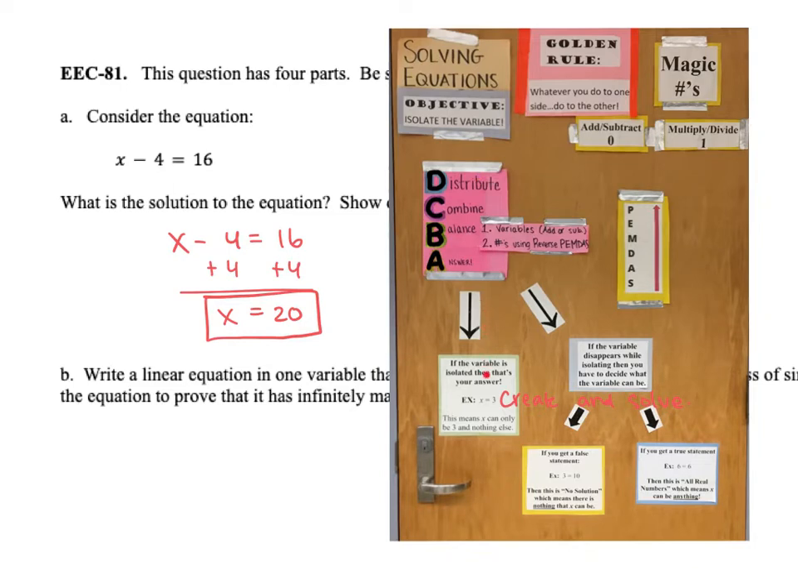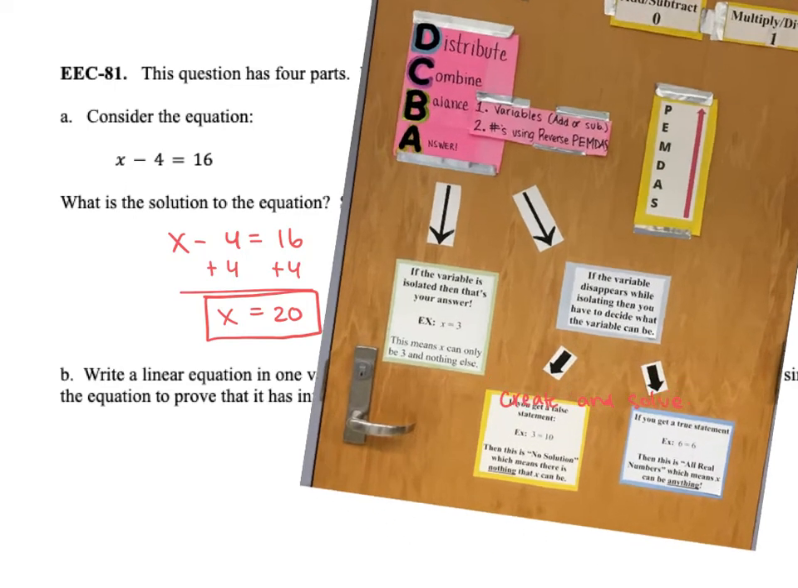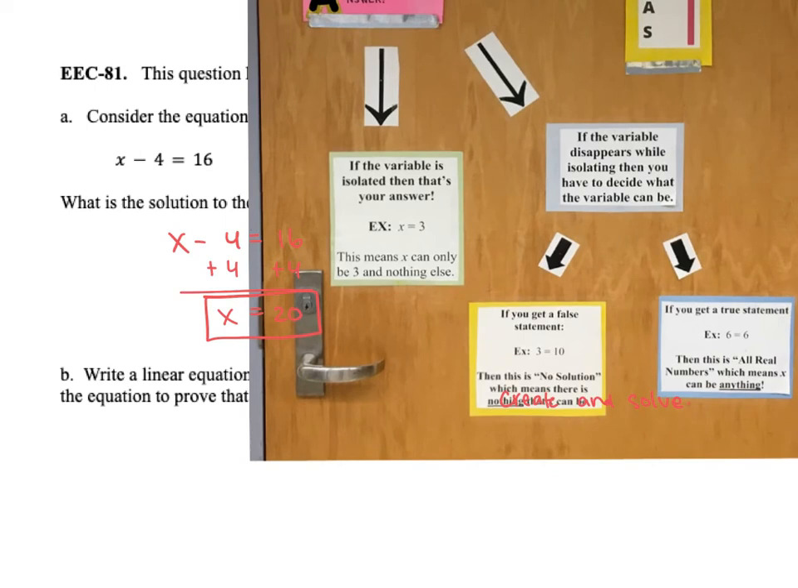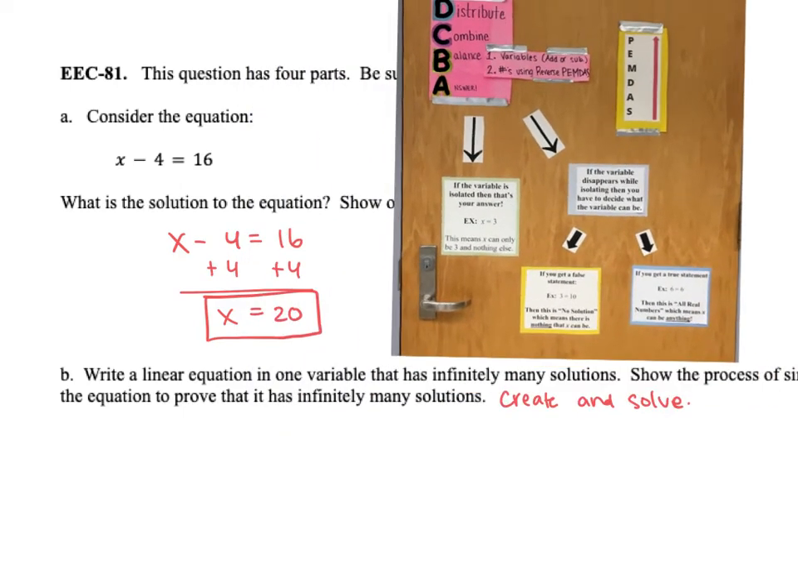And there's 2 options when I have my answer. One is that the variable gets isolated, like it did up here, which means that there's one possible solution. So in this case, it was that x could only equal 20 and nothing else. The other path is that the variable could disappear. And if the variable disappears, then there's 2 branches of that. The first one is that I get a false statement. For example, maybe I get something saying like 3 equals 10 because those numbers are not equal. Or I get a true statement like 6 equals 6 because those numbers are equal. If you get a false statement, you get no solution. And if you get a true statement, it's all real numbers, which is another way of saying infinite solutions, which is what this question is asking me to do. It's asking me to create an equation that has infinitely many solutions.